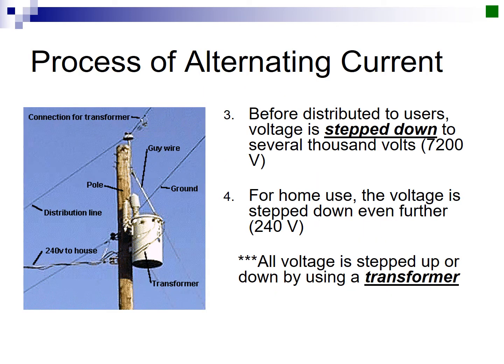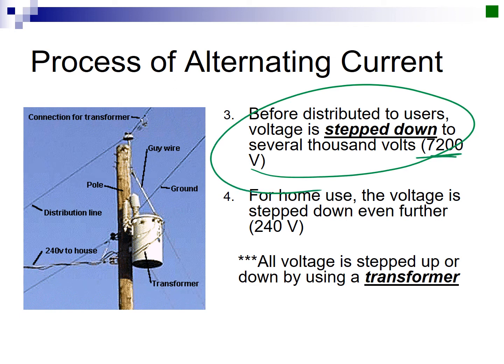This part is the first step down. It goes down to 7,200 volts, and then you step it down again to 240, 110, or 220, and that uses these boxes, which are the transformers. Okay, so you step up using transformers and you step down using transformers.